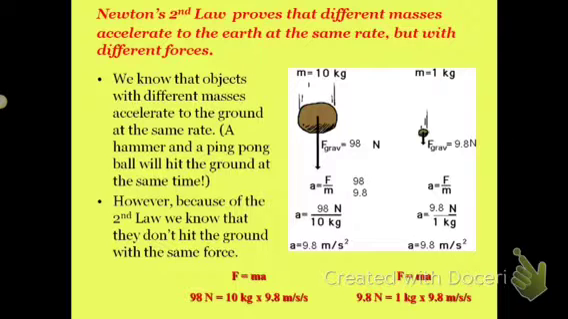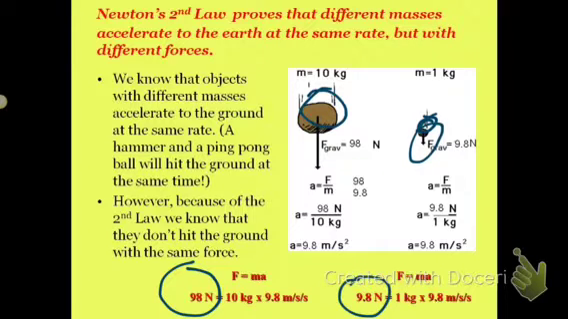Okay, so if you look at these two boulders right here, obviously this one weighs more than this tiny one right here. But if we drop those boulders, they're going to hit the ground at the same exact time. However, their force is going to be different. The force of this big boulder ends up being 98 newtons, and the force of this boulder ends up being 9.8 newtons. Okay? All right. That's what we need to know.